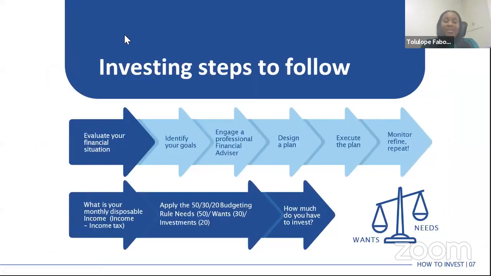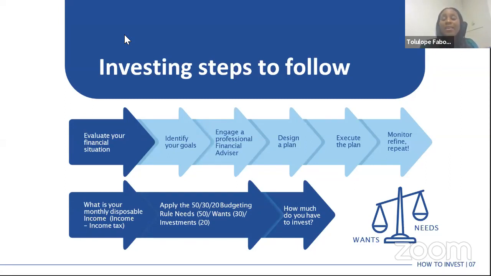Okay, all right, good. So the very first step is to assess your situation. Evaluate your financial position. Where are you currently? What do you have? How much do you have to invest? To determine that, you simply look at your take-home pay, and after you've taken out your expenses and all that, what is left for you?